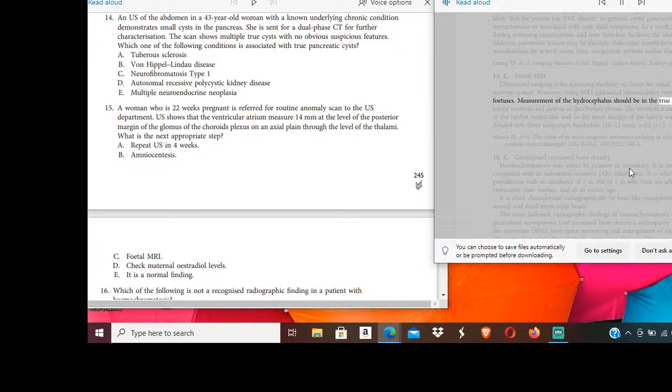Measurement of the hydrocephalus should be in the true axial plane at the atria of the lateral ventricle and glomus of the choroid plexus. The ventricle is measured from the inner margin of the medial ventricular wall to the inner margin of the lateral wall. Ventriculomegaly can be divided into 3 subgroups: borderline, 10-12 mm, mild, 12-15 mm, and severe, greater than 15 mm.